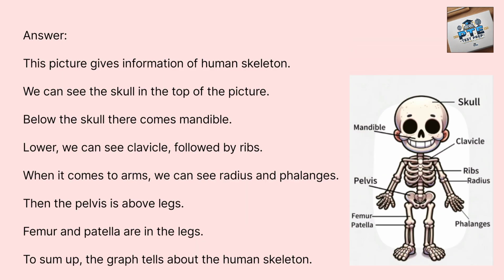This picture gives information of human skeleton. We can see the skull in the top of the picture. Below the skull there comes mandible. Lower, we can see clavicle, followed by ribs.